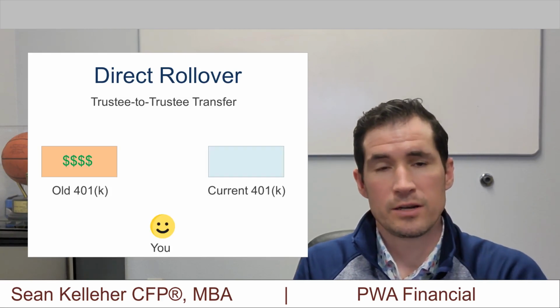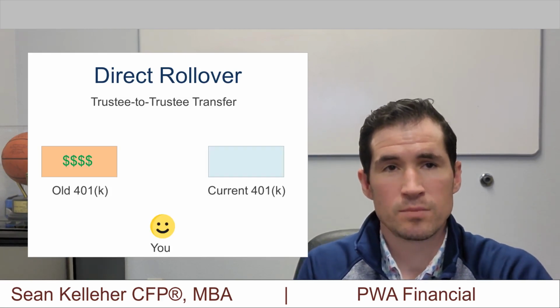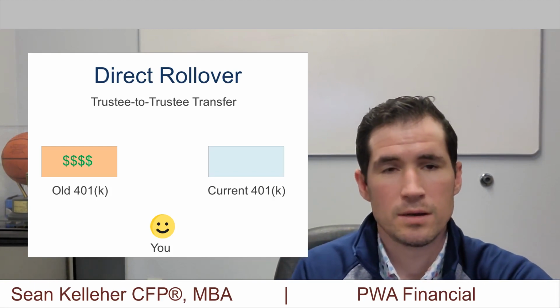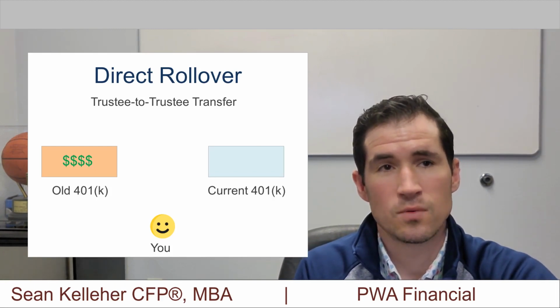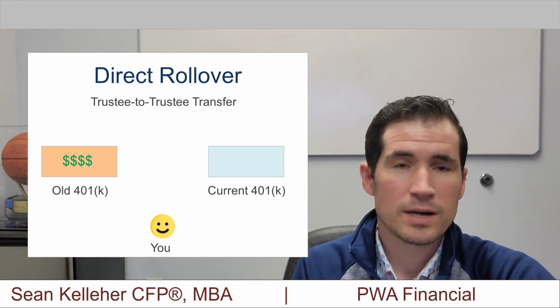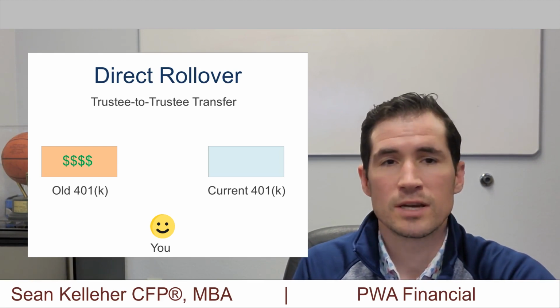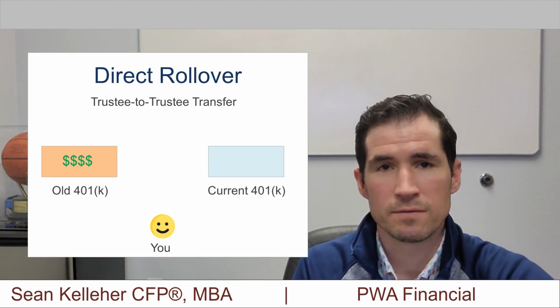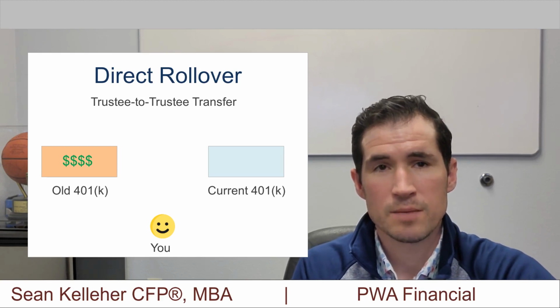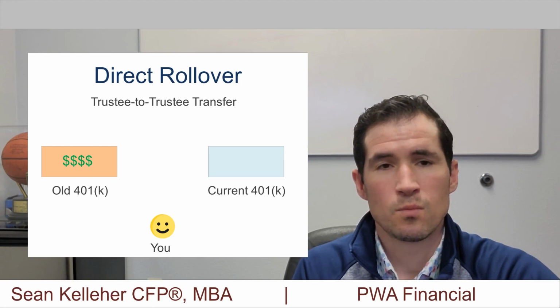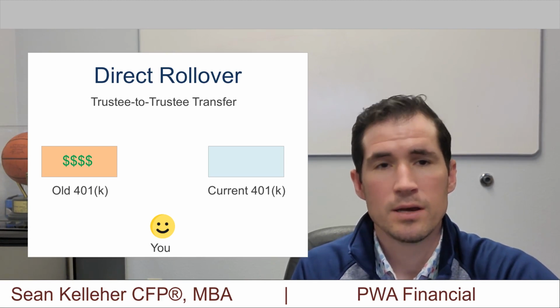Here's how a direct rollover works. A trustee is responsible for holding your retirement funds. When you request a direct rollover, you request a trustee-to-trustee transfer of those retirement funds. In this example, I will show you what happens when you roll over money from one 401k plan to another.